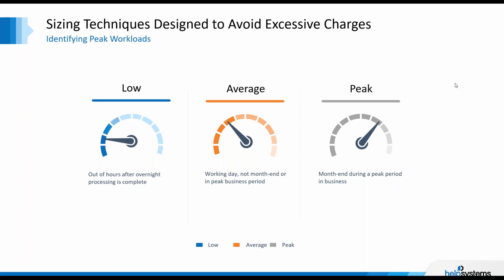So, sure. But as Tom was just mentioning, you just basically need to understand your workloads, whether it's low, peak, average, and so forth. And unless you're collecting data and looking at that, you're not going to have an idea. This is how you're going to control costs.